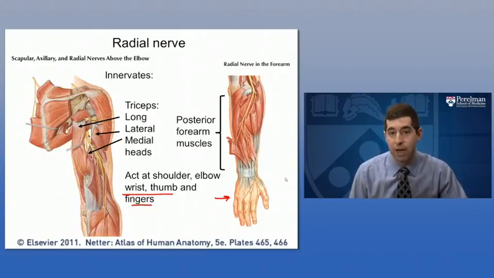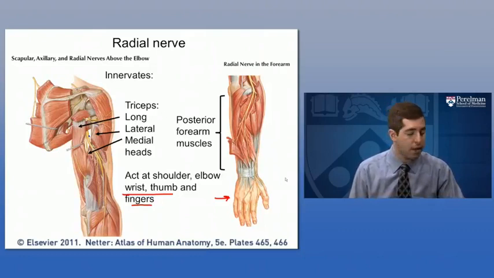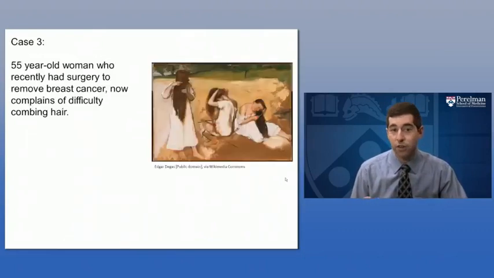Okay, so let's take a look then at our third lesion for today. And this is our third case, a 55-year-old woman who recently had surgery to remove breast cancer, and now she's complaining of some difficulty with combing her hair.